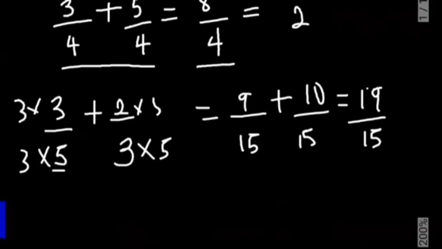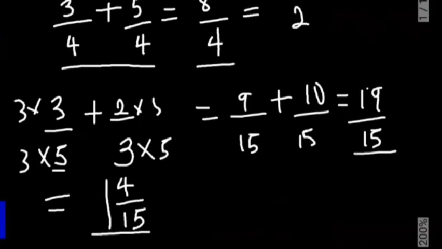If you look closely, this is an improper fraction. We can convert an improper fraction to a mixed fraction, as I showed you earlier. 19 divided by 15 is 1, remaining 4. So we write the remainder over the denominator, that is 15. So this and this are both correct. It depends on the options in the question and how your teacher wants you to put the answer.